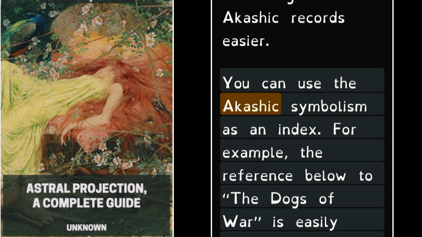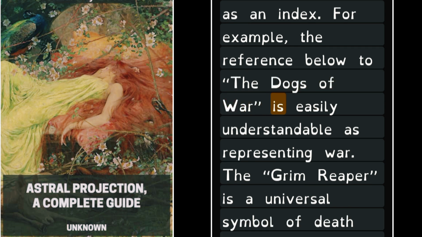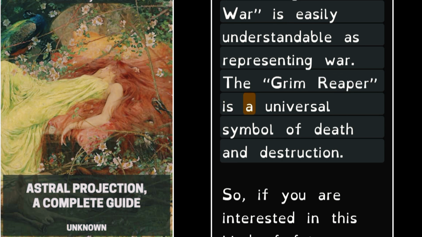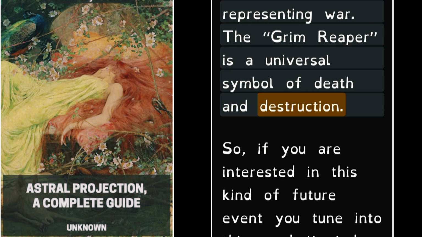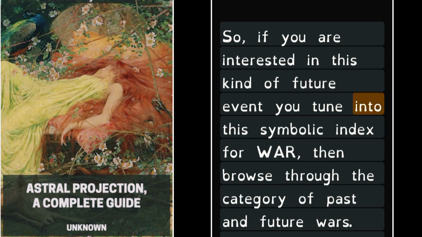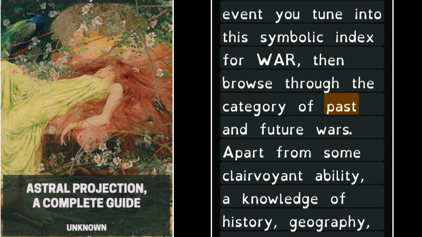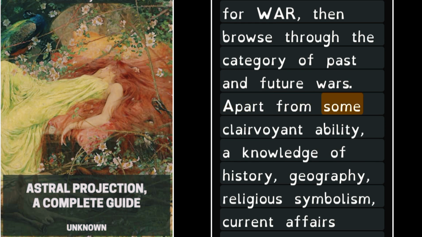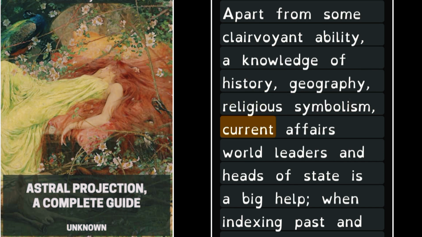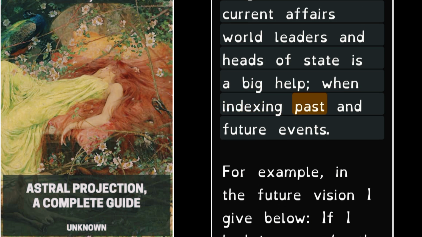You can use the Akashic symbolism as an index. For example, the reference below to the dogs of war is easily understandable as representing war. The Grim Reaper is a universal symbol of death and destruction. So, if you are interested in this kind of future event, you tune into this symbolic index for WAR. Then browse through the category of past and future wars. Apart from some clairvoyant ability, a knowledge of history, geography, religious symbolism, current affairs, world leaders, and heads of state is a big help when indexing past and future events.